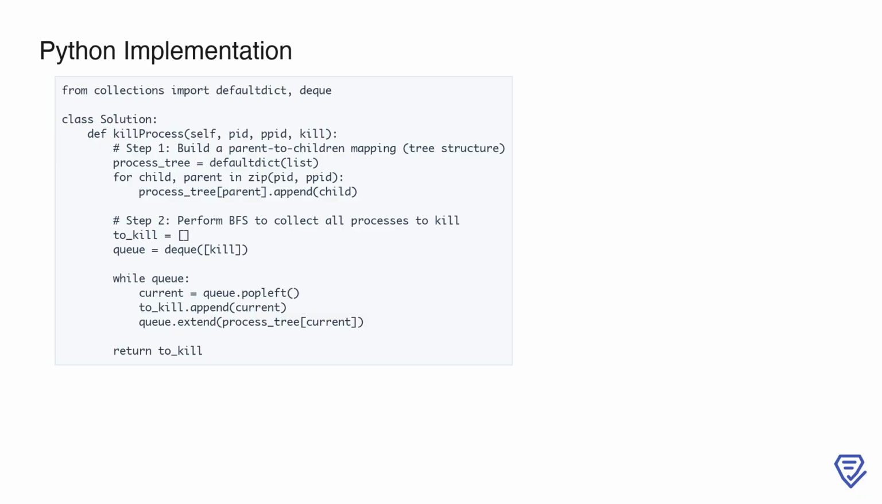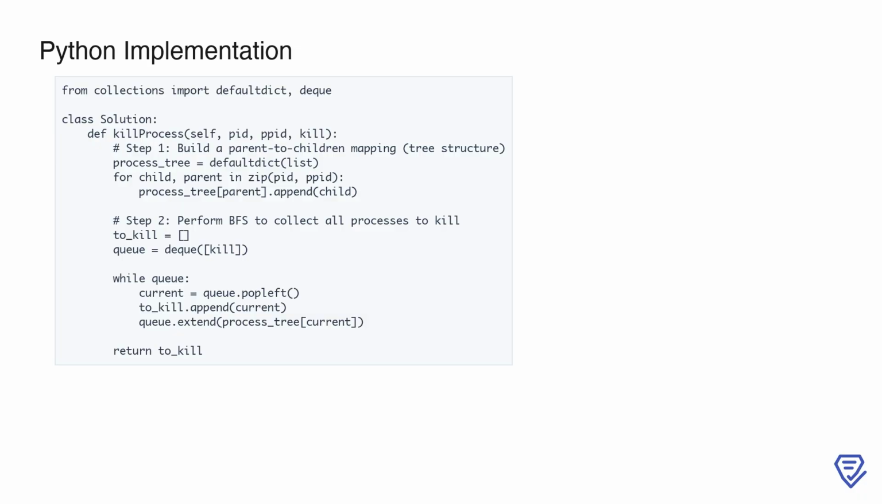2. Breadth first search, BFS. To terminate all processes starting from the given kill process, we use BFS. A queue, deque, is initialized with the kill process, and we traverse through its children and their descendants. Each visited node is appended to the to_kill list, which stores all process IDs to be terminated. 3. Output.